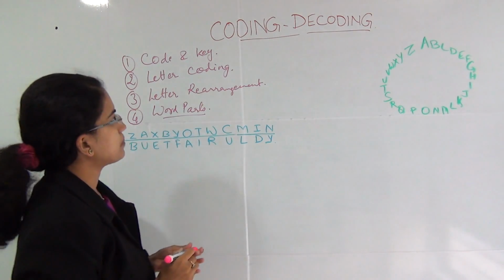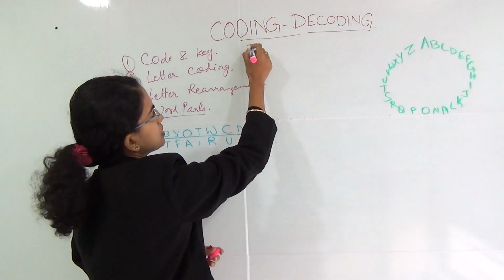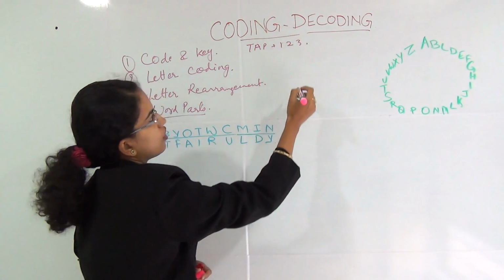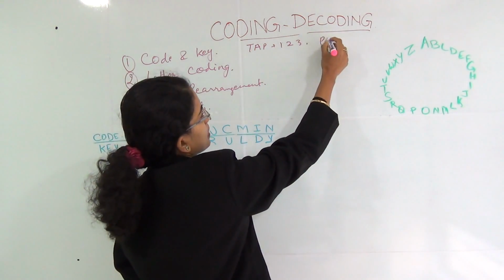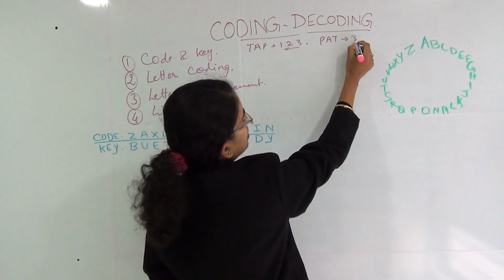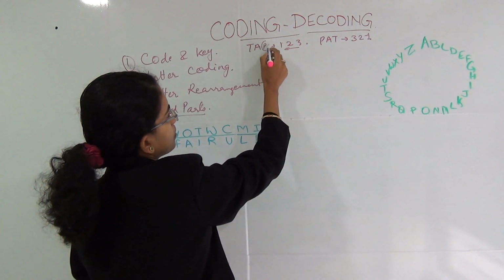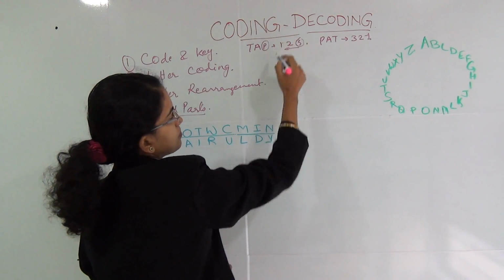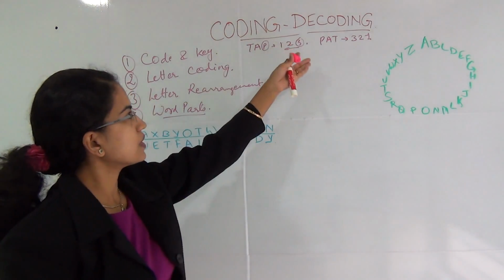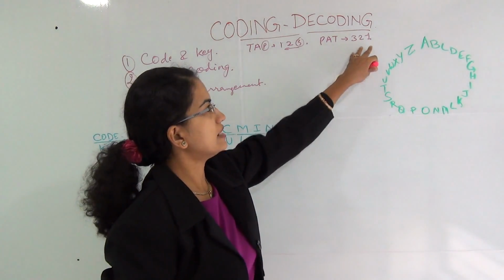Code and key means if in any language TAP means 1, 2, 3, what would TAT mean? It would be 3, 2, 1. So what I am doing is putting the code for T as 3, A as 2, and T as 1. And when it is asked in any other sequence, I would mention these.